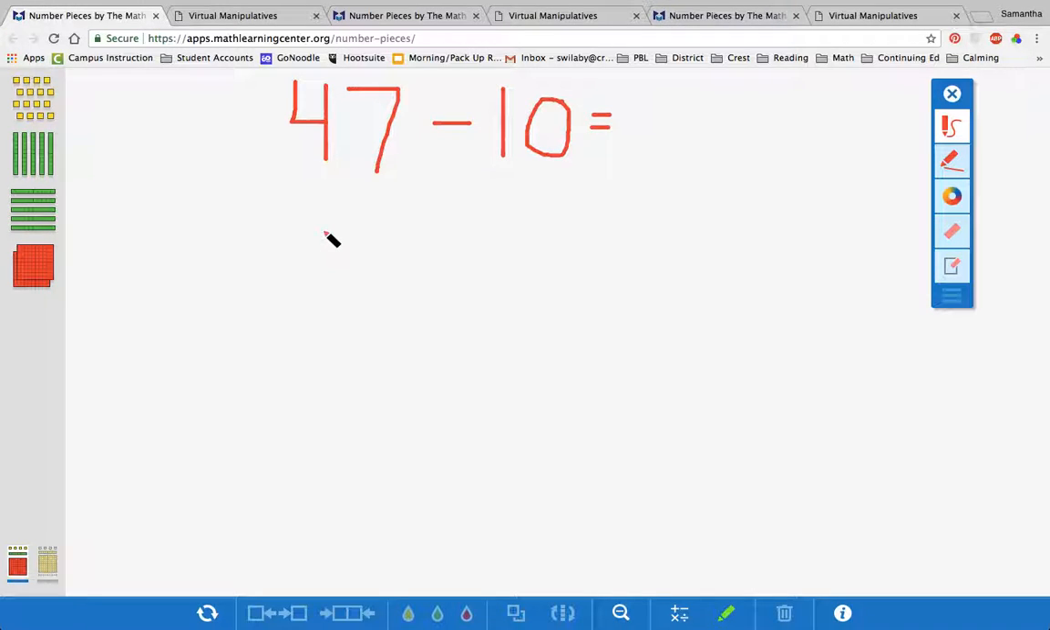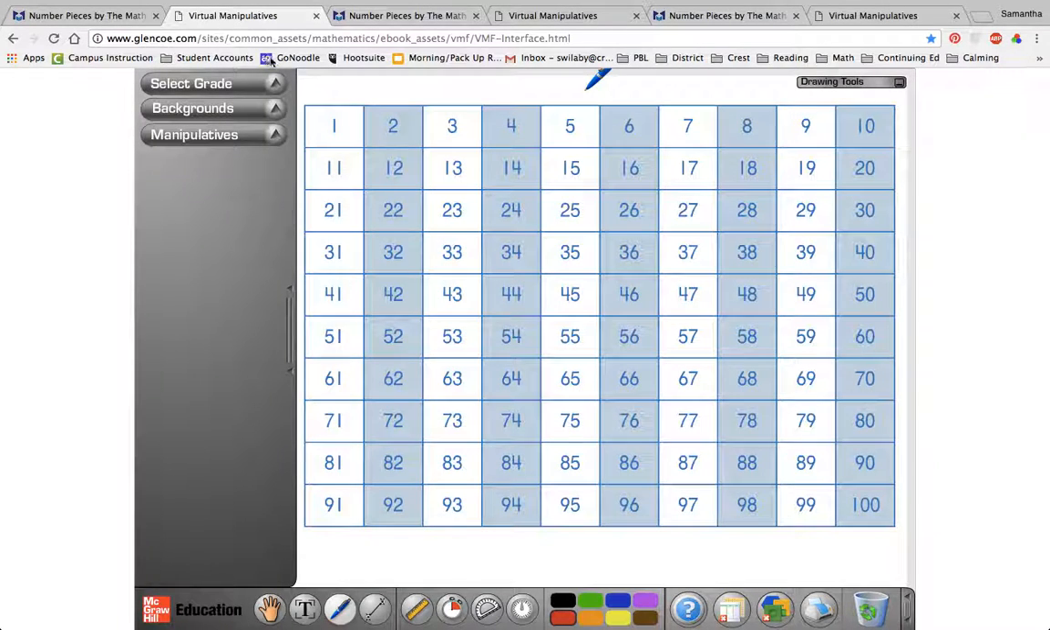In this video, I'm going to show you another strategy that you can use to subtract groups of 10. We're going to specifically focus on using the hundreds chart to subtract. So we've already learned a lot about the hundreds chart so far.